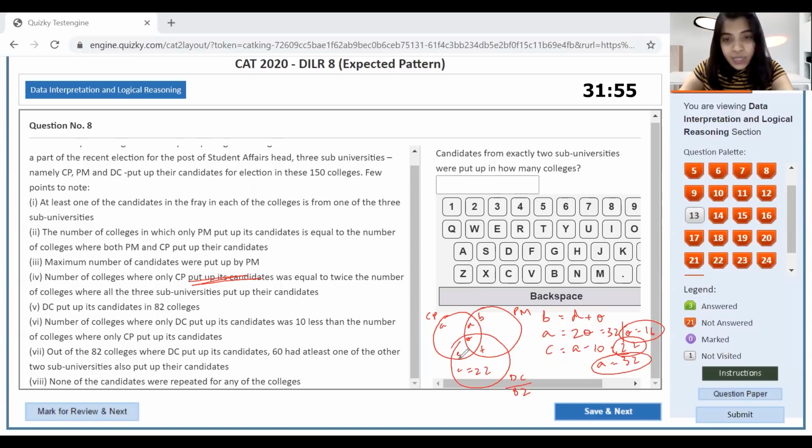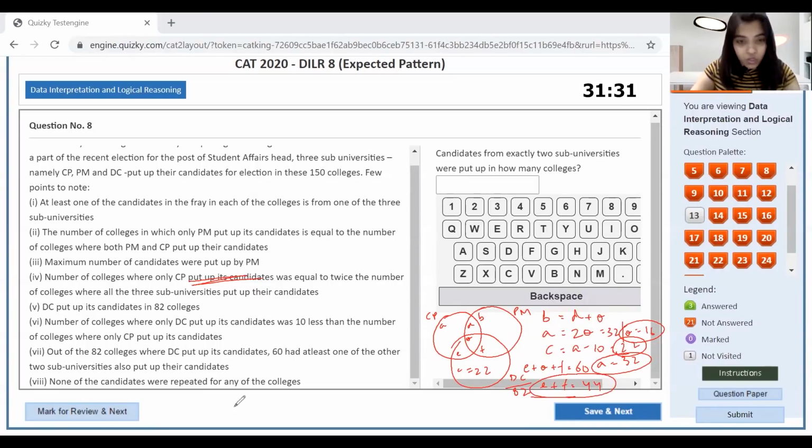Fine, so we need to find D plus E plus F. We don't have any of the 3 separately. One thing that we know is that E plus O plus F is equal to 60, right? This entire thing. Then O we know is 16. Then E plus F is 60 minus 16, which is 44. This is something. Now we need the value of D.